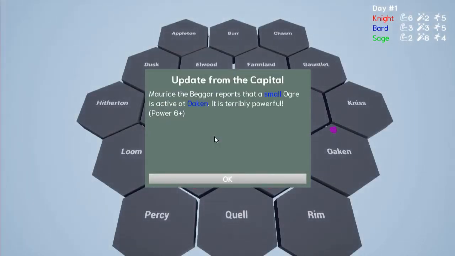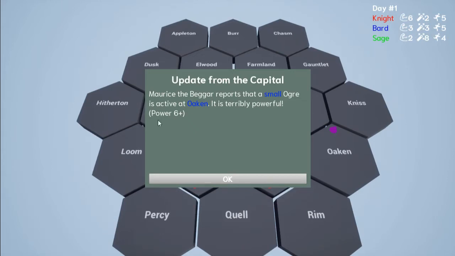In this game, you control three heroes: a knight, a bard, and a sage. You can see the knight has high power and low magic, the sage has low power and high magic, and the bard is the middle of the road. But the bard has a really crucial ability, which is that the bard can see through the stories that people are reporting to figure out where the stories are wrong.